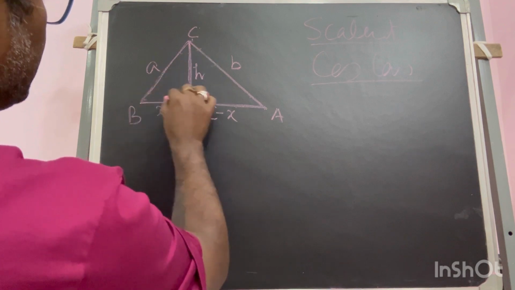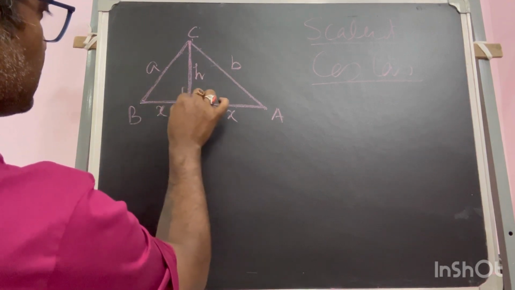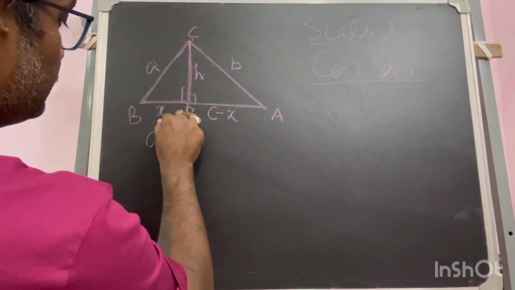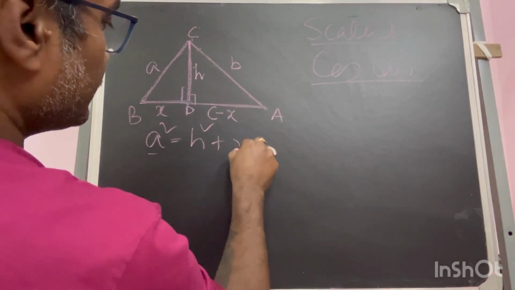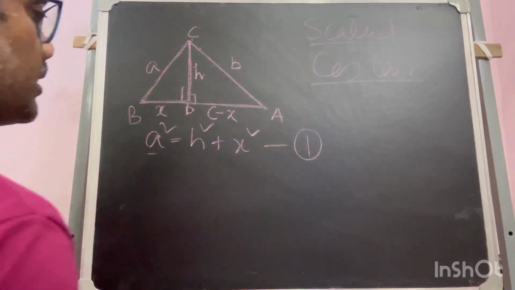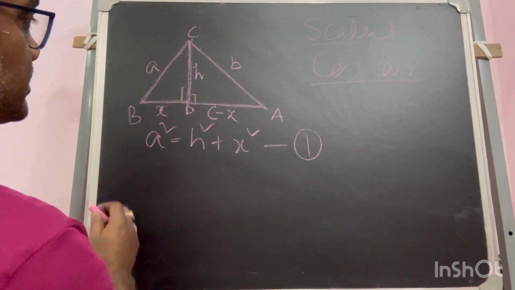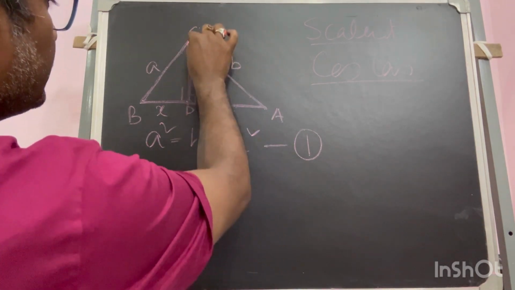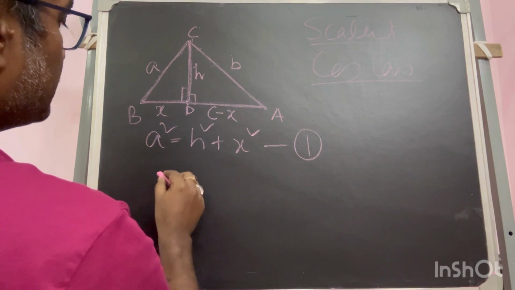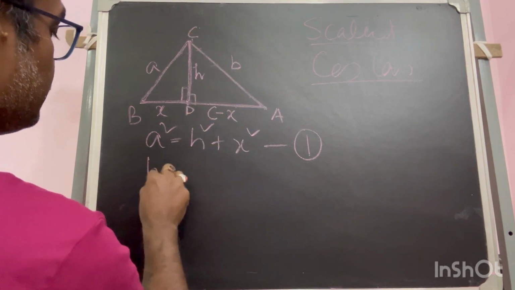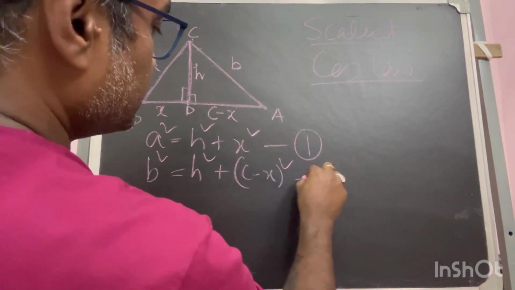From this triangle, this is a right angle triangle, this is the hypotenuse, this is vertical, this is the base. So Pythagoras formula says for a right angle triangle, hypotenuse square is equal to height square plus base square. From this I can consider the first equation, and if I consider this other triangle, this also is a right angle triangle, with the common vertical to this side. From here you can say the hypotenuse square, that means b square, is equal to height square plus c minus x whole square. This is the second equation.